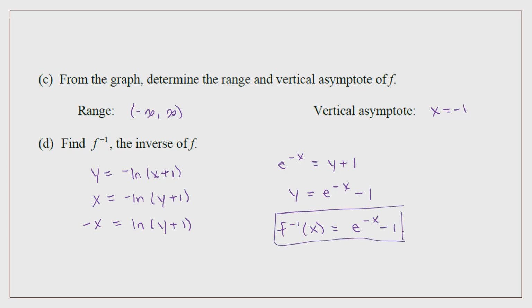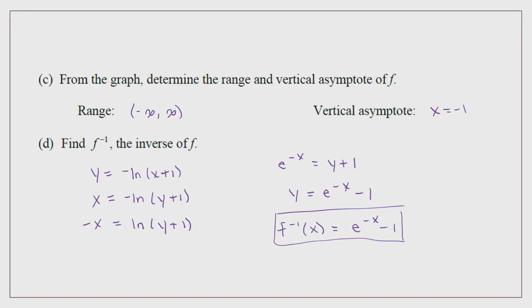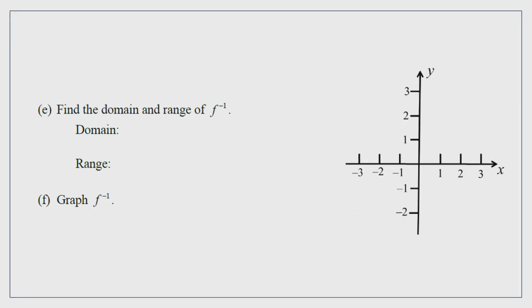So our inverse function of f of x equals e to the power negative x, minus 1. Next, we're going to identify the domain and range of this inverse function. Knowing the domain and range of f of x will allow us to find the domain and range of the inverse of f, because it's just the opposite. Since the range of f of x was negative infinity to infinity, the domain is going to be from negative infinity to infinity. The range is going to be the domain of f, which is negative 1 to infinity.